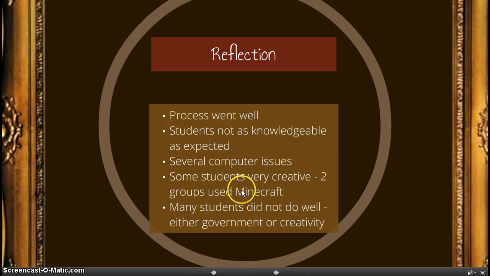The process of my project went well, of the lesson plan. The students really enjoyed using all of the different Web 2.0 tools. They were not as knowledgeable about computers and troubleshooting and everything that happens as you're using technology as I expected. There were several computer issues, but we were able to work through those. Some of the students were very creative and came up with some really awesome presentations.